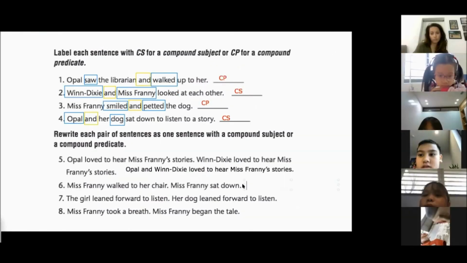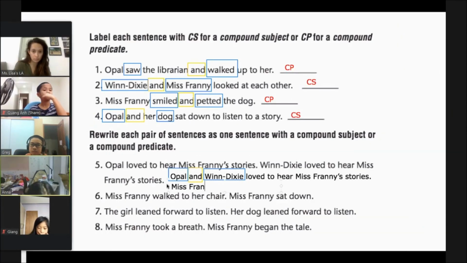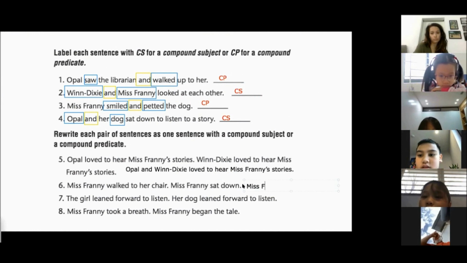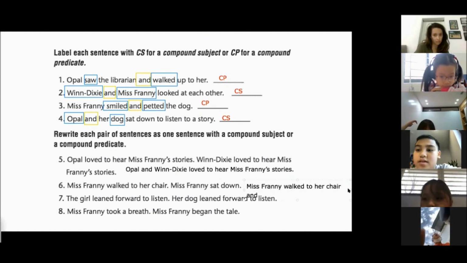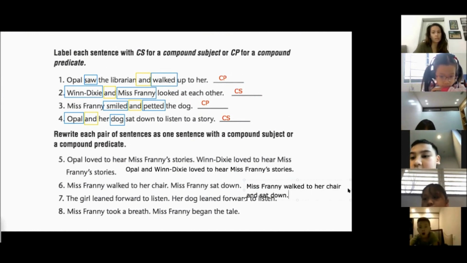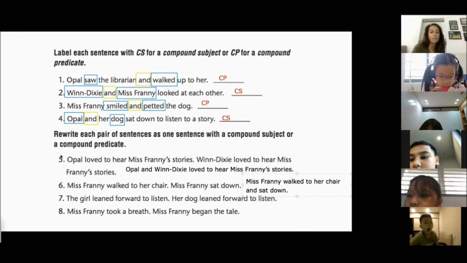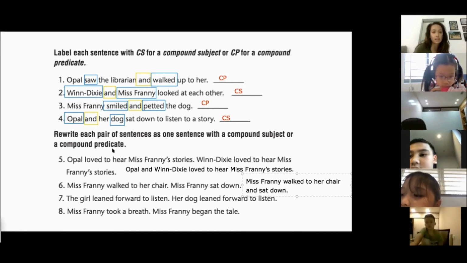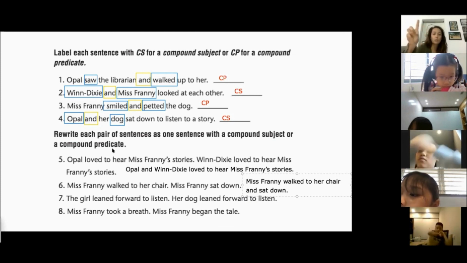Number 6, please. How can we combine those two? Miss Franny walked to her chair and sat down. So if we said Miss Franny walked to her chair and she sat down, that would be a compound sentence with two subjects, right? We only want one subject, but a compound predicate.